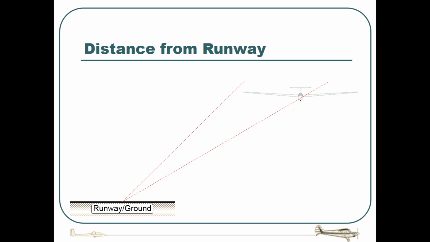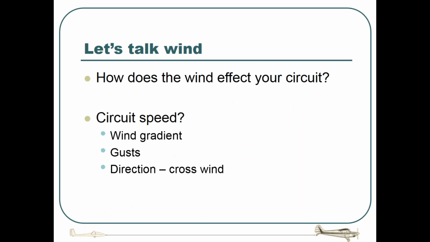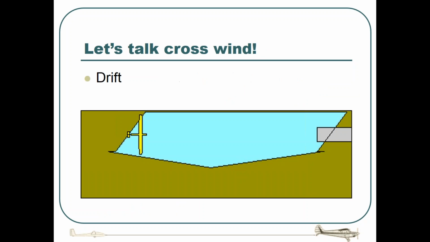All right, so we get into that right position, we set up on our downwind. We've already talked about our circuit speed, things like wind gradient, gusts, and then of course direction. And when we talk about direction, we're looking at that crosswind. How much of a crosswind is it? Where is it coming from? And how is it going to affect us?